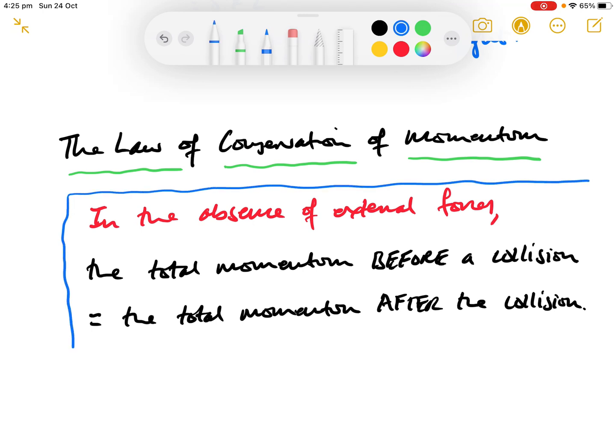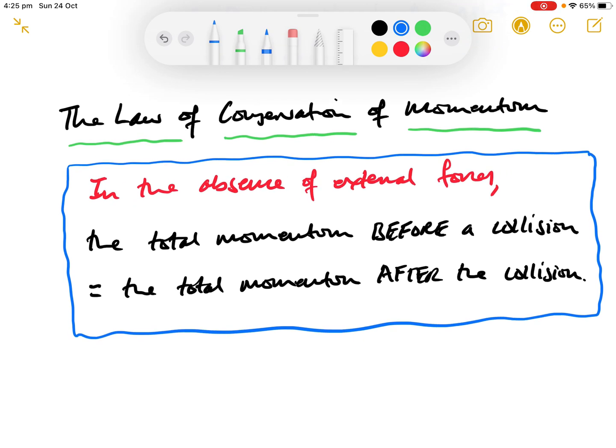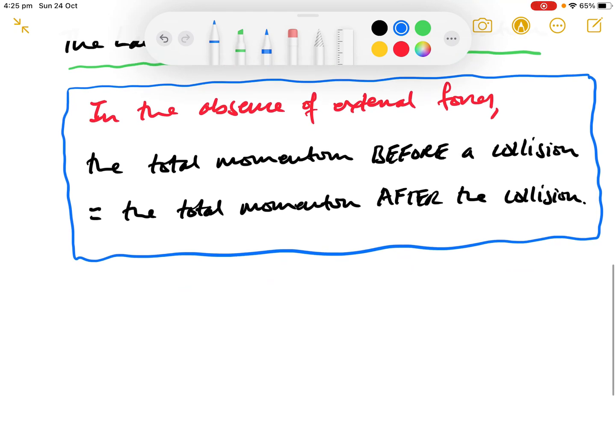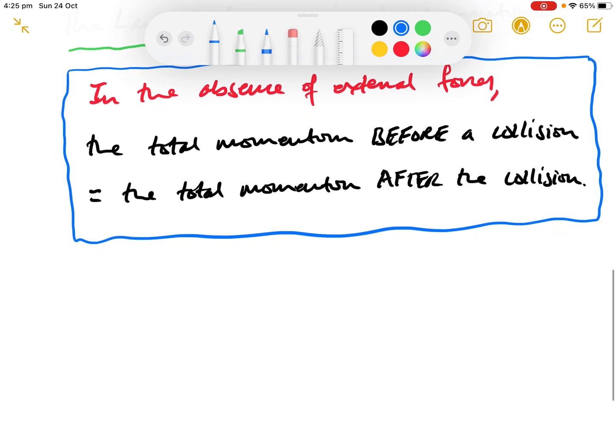That's something you should commit to memory and employ it whenever you're dealing with momentum problems. Don't forget the bit in red. It's only true if there are no external forces. Nothing from the outside pushing any of the bodies or pulling any of them. So let's do an example then. That's the best way of showing you how this works.